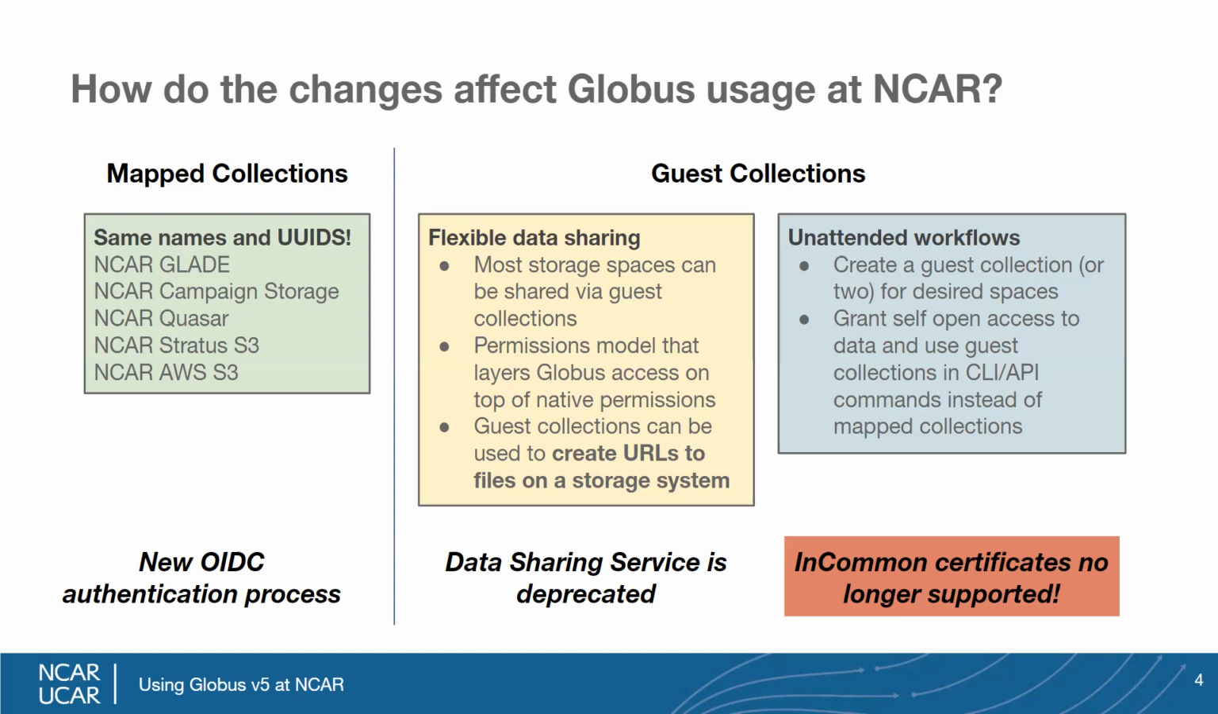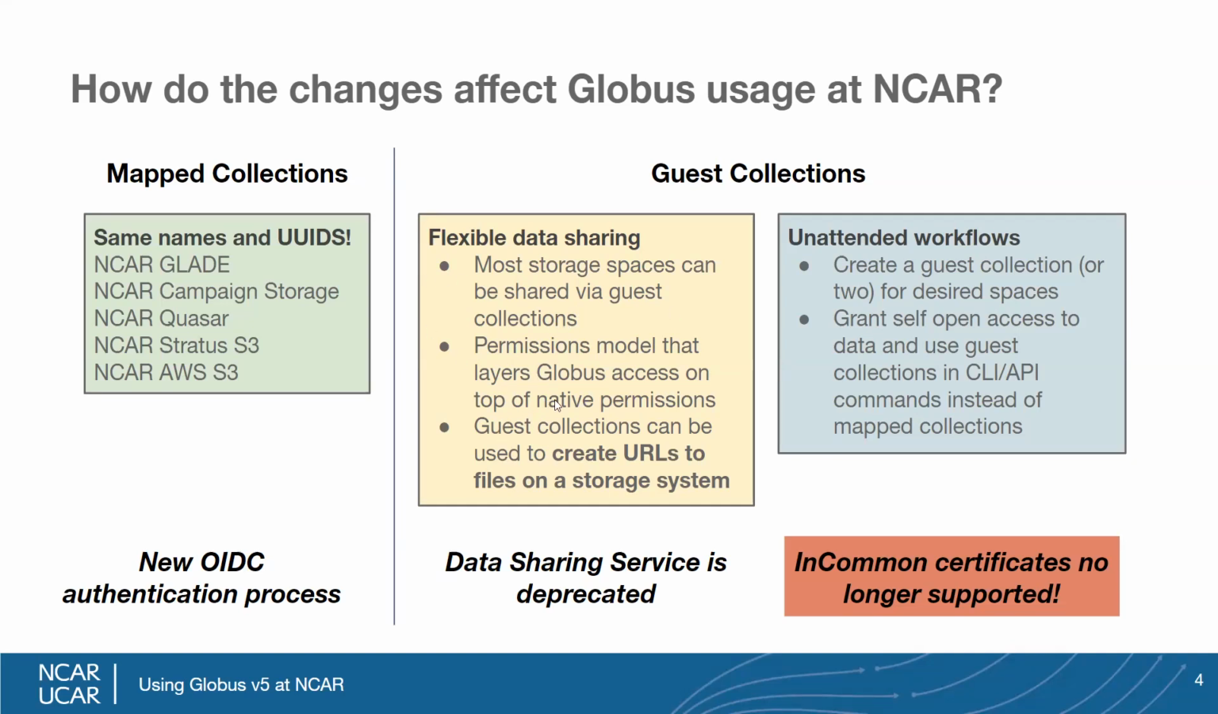The permissions model basically layers Globus access on top of whatever the native POSIX permissions are. So if a file has the proper read access for you to share it, and then you decide to share it with people via the Globus permissions, then it has that two-layer permission process.